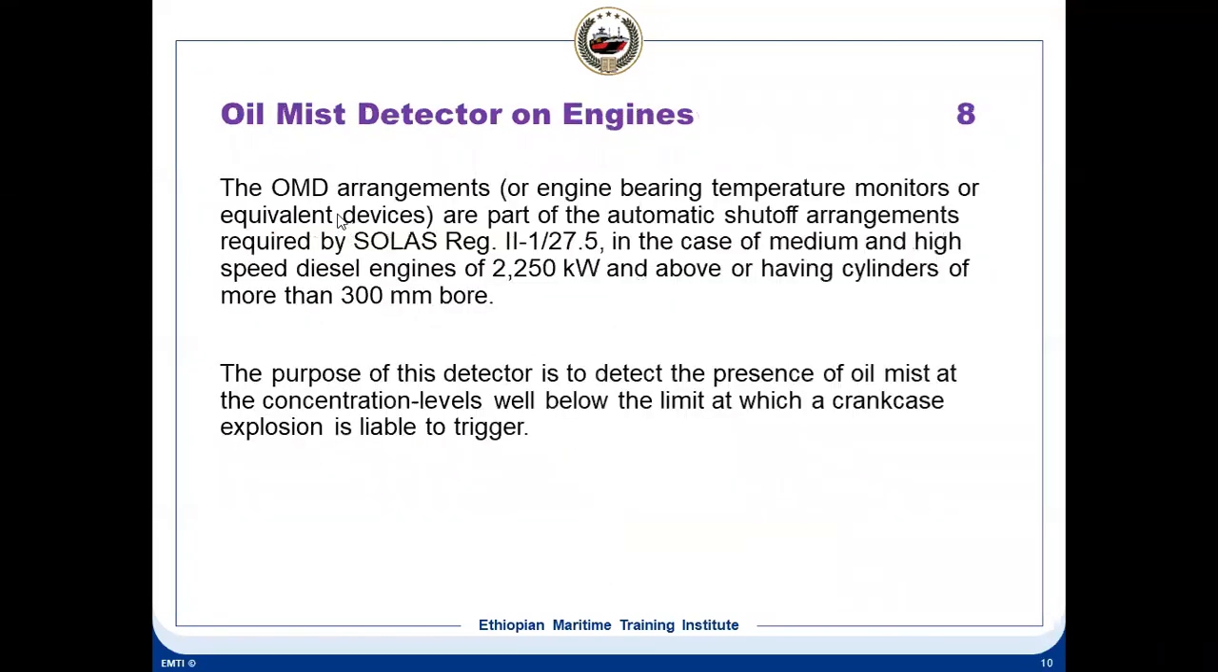So OMD arrangements, oil mist. Can you hear me? Yes. The working principle of this oil mist detector is the same as the smoke detector for the fire. So what makes it different? I mean, if there is an oil mist alarm, for sure there will be a fire alarm, because the working principle I can see is the same as the smoke detectors. Can you make it clear?